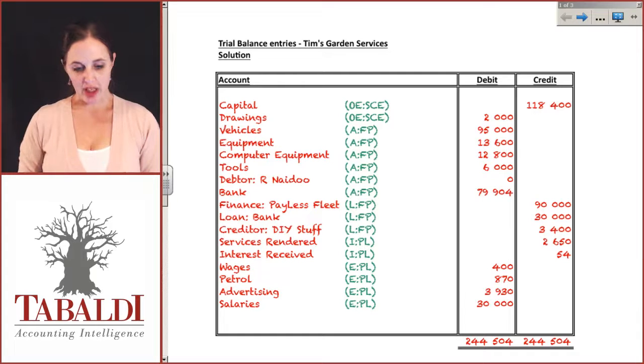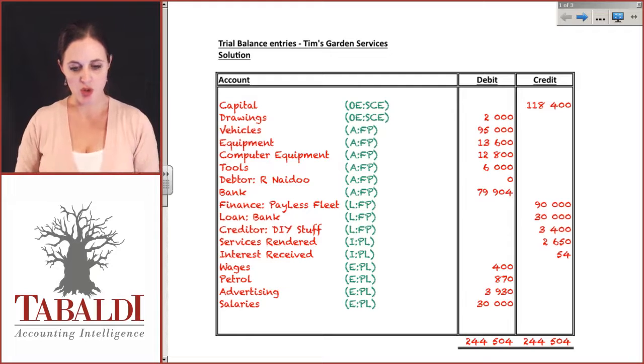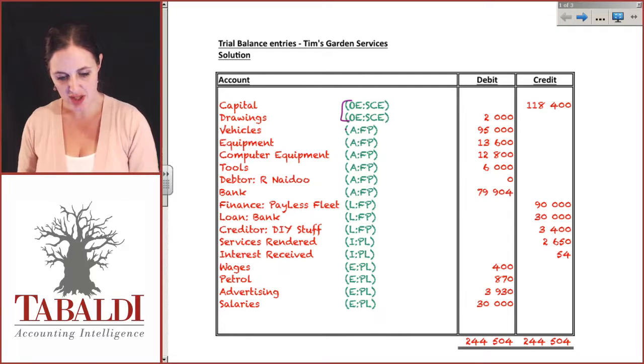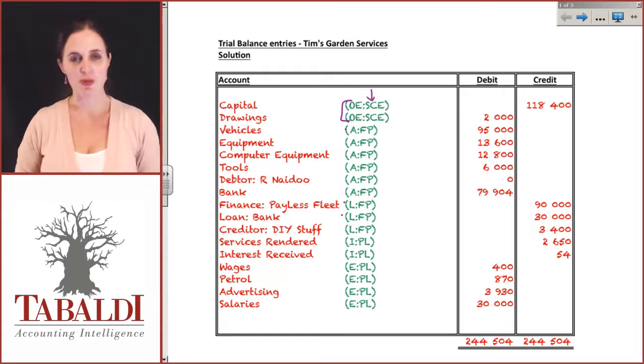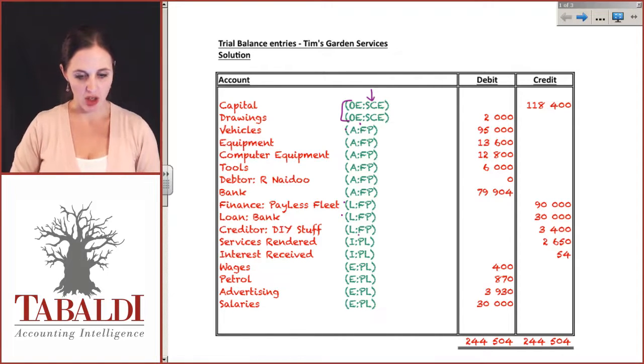So we've created the trial balance. We have a nice, neat trial balance. It's been sorted according to the elements of the financial statements, as well as the financial statements themselves. So we now are going to use this trial balance and prepare our statements of changes in equity, the statements of financial position, and your profit and loss.